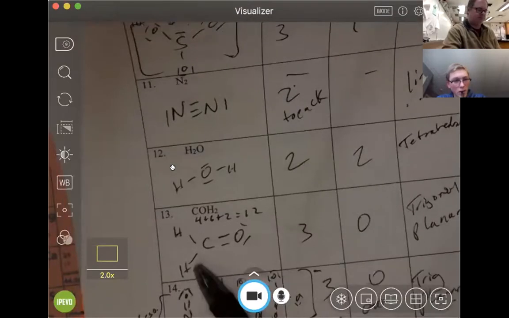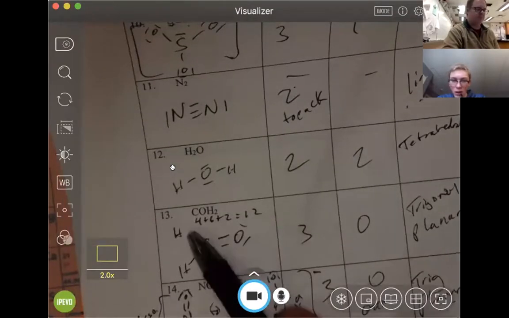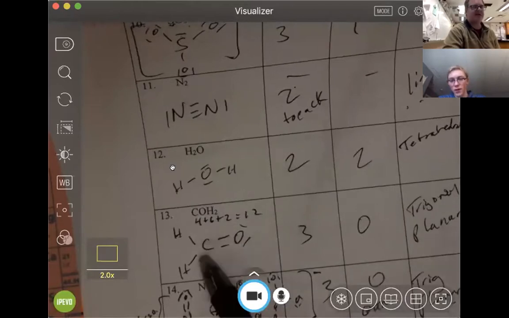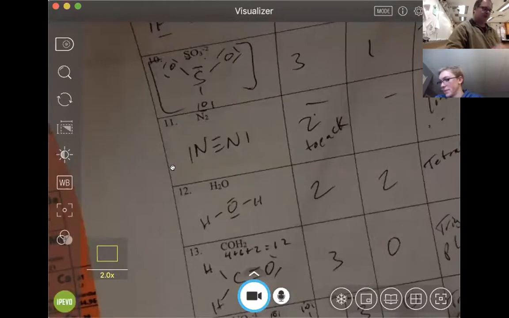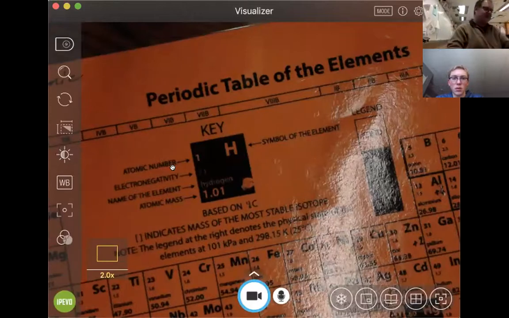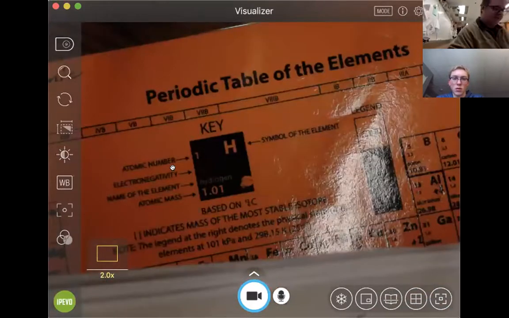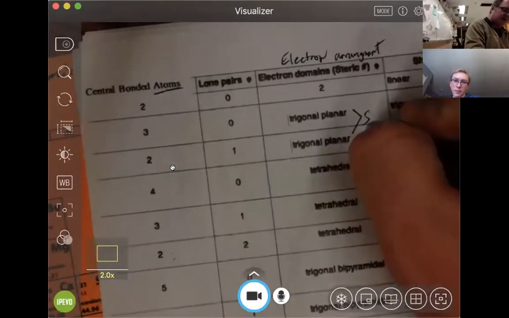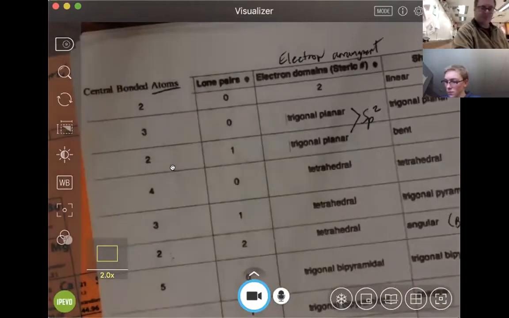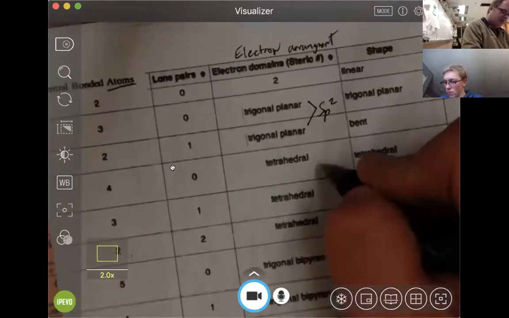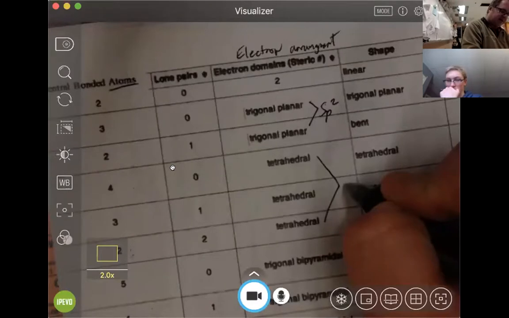Take a look if we go over here. s, p1, p2, sp2. The double bond is just an area where electrons are, so that doesn't count as sp3. Okay. Trigonal planar is sp2. So that means if it's trigonal planar or bent, it's sp2. Tetrahedral is sp3.